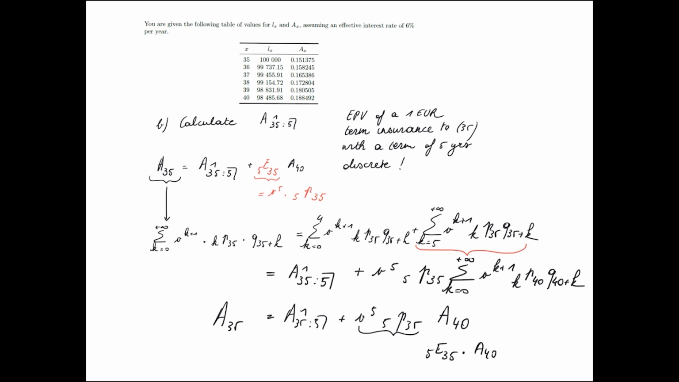So what we're going to do then is we're going to use, and I'll continue over here for the term insurance EPV, we're going to use the A35 minus 5E35 times A40. And all of that is given in the table, so you can easily do the numerics. And in the end, you should find a value like this, right?